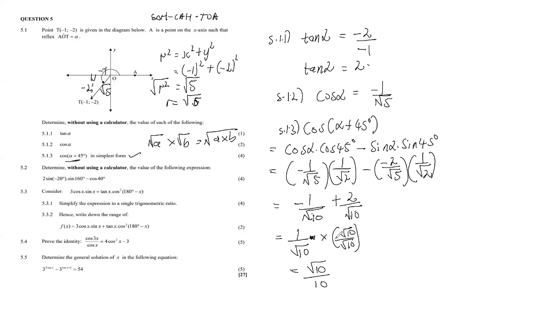Here you are just flexing your maths muscles, right? If you want to rationalize the denominator, that's just you flexing your maths muscles. It is not really necessary. Then, okay, let's proceed to 5.2.